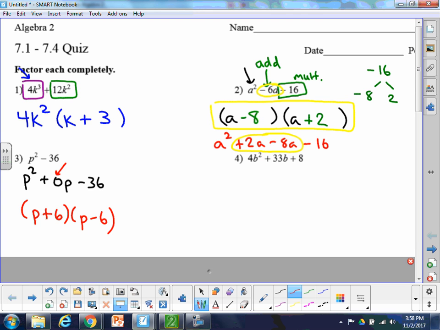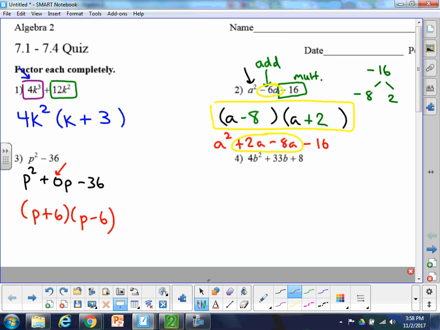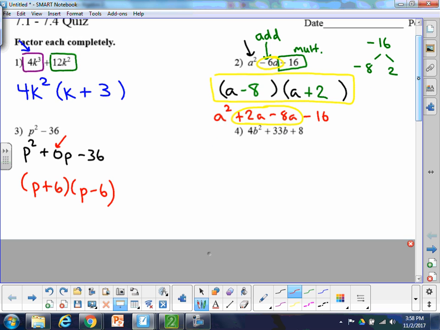Okay, number 4, a little more difficult. It's similar to number 2, but notice the a value, that initial term, has a 4 coefficient on it. And if we look through, there's nothing in common. There's no common factor in all 3 terms. So the method that I suggest using here is take the a value of 4, and it's going to get multiplied by the c value of 8, so 32.